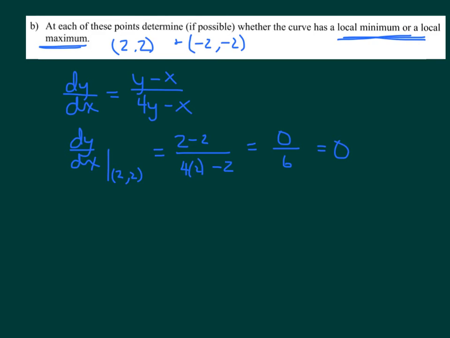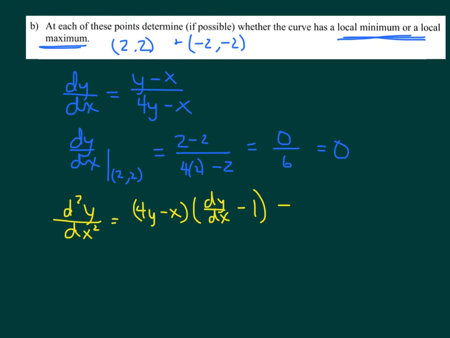The second part of the test is to determine if my second derivative is positive or negative, which means I need to take the derivative of my given slope. So d2y over dx squared is equal to, all right, so clearly this is a quotient, so I'm going to use the quotient rule. Low, 4y minus x, derivative of the top here would be dy/dx minus 1.